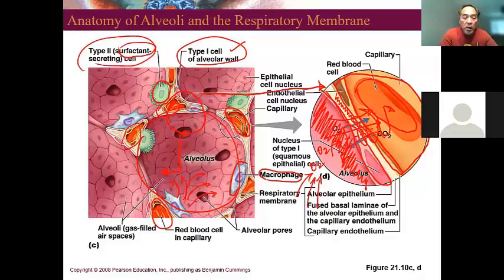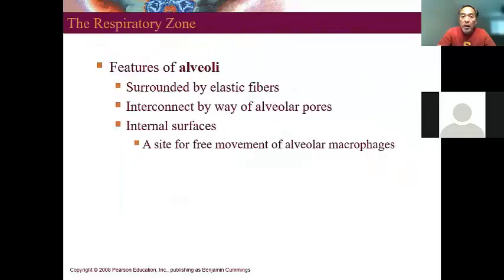So the pathology is what we talk about when we talk about disease. And remember, you're going to be talking about that when you submit your research. Okay, so the alveoli, surrounded by elastic fibers, interconnect with the alveolar pores coming from the alveolar duct, and on the internal surfaces are the free-moving macrophages. They're the ones that protect your alveoli.